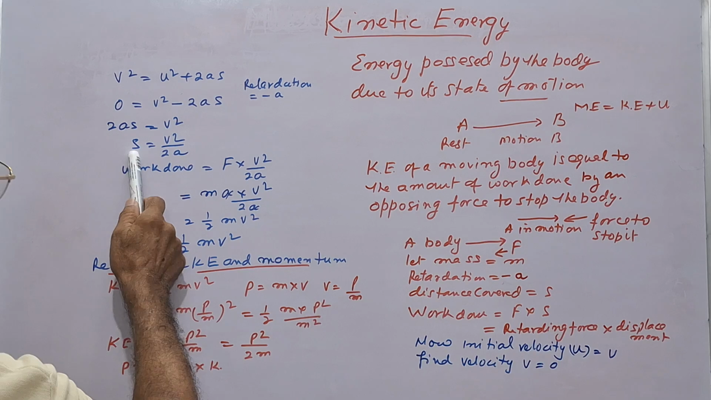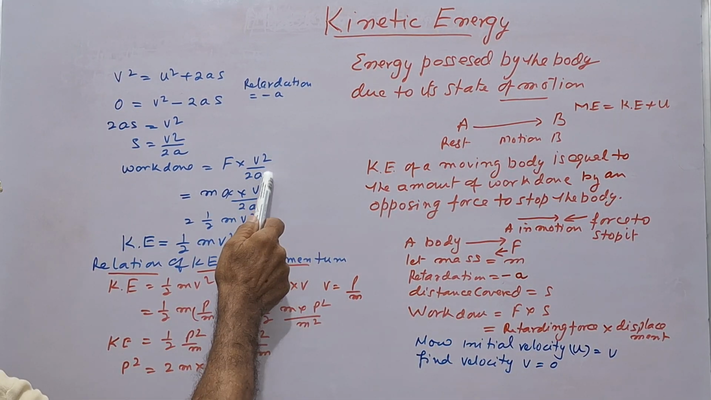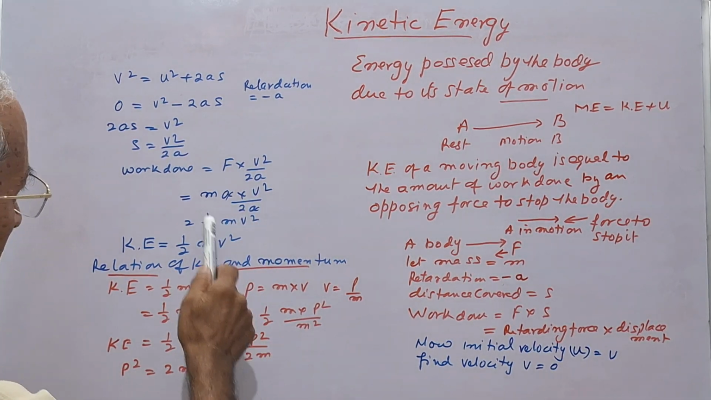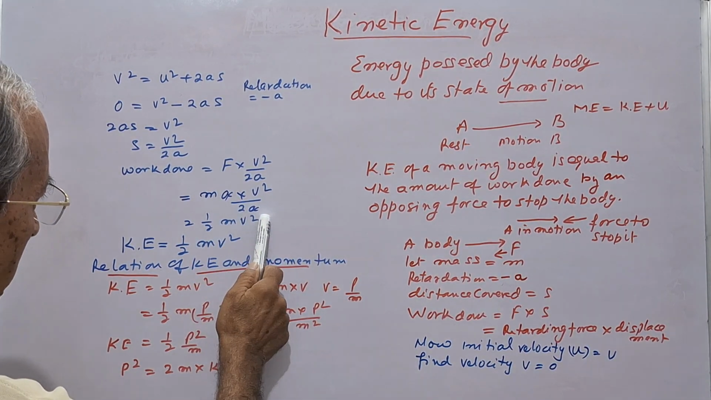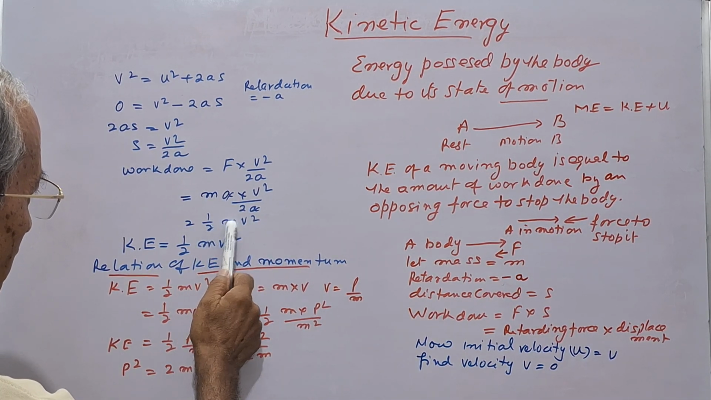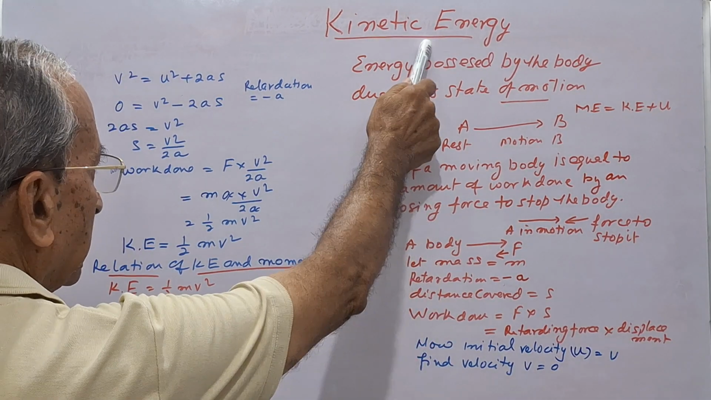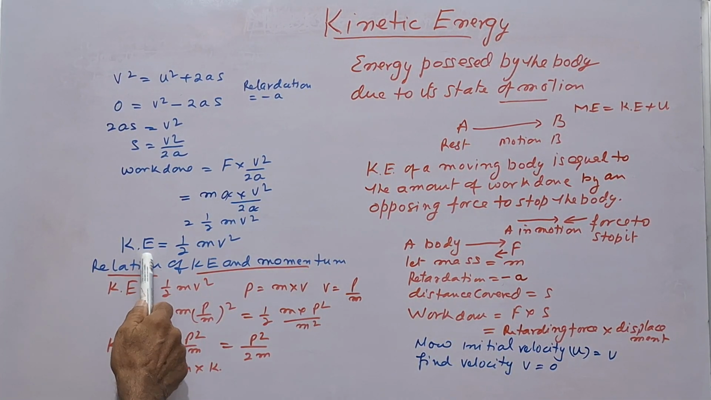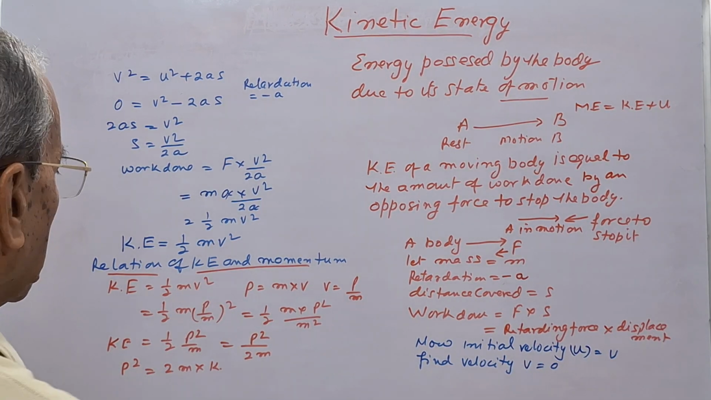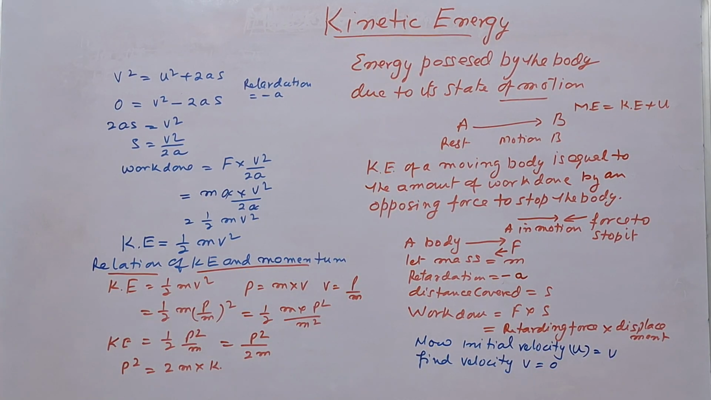Now putting the value of the displacement in the formula, we have force into s, that is m into a into v square upon 2a. The a cancels out, and we get 1 upon 2 mv square. So this is the expression for the kinetic energy: kinetic energy is equal to 1 upon 2 mv square.